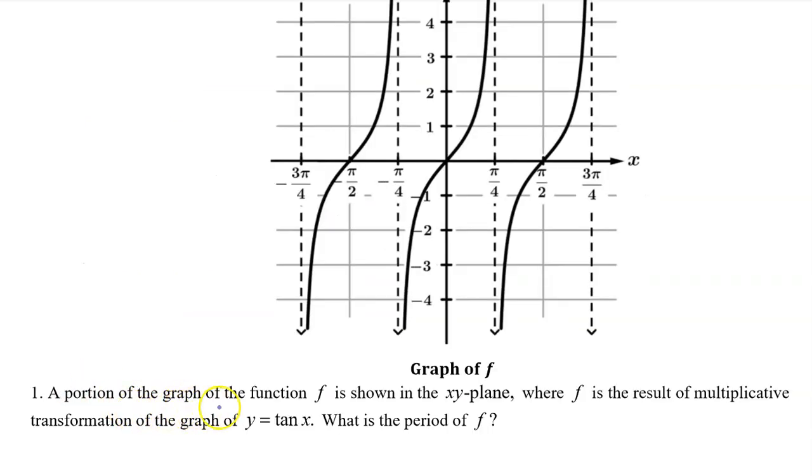Number 1. A portion of the graph of the function f is shown in the xy plane, where f is the result of a multiplicative transformation of the graph of y equals tangent x. What is the period of f? The period of a tangent function can be measured from asymptote to asymptote, or from midline intercept to midline intercept, whichever is easier. In this case, I think it will be easier to use the midline intercepts, which go from 0 to pi over 2. So the period is simply pi over 2.